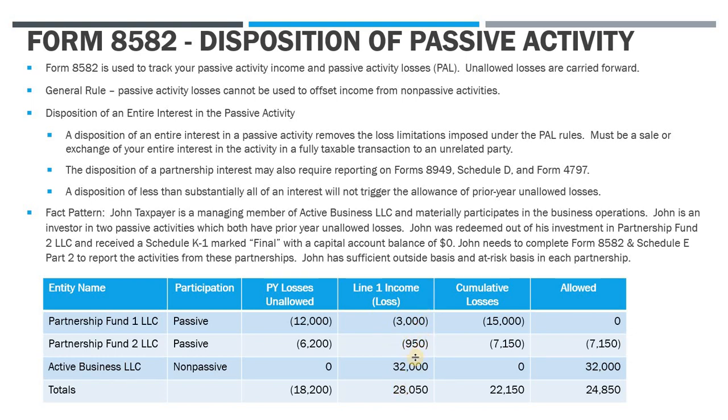Now in the current year, these both had losses again. So Partnership Fund 1 lost $3,000, line 1 ordinary loss, and Partnership Fund 2 lost $950. So the cumulative amount of losses from both of these, $15,000 and then $7,150. Now what you see here is the allowed loss for Partnership 1 is going to be 0 because we still hold on to Partnership Fund 1, so we're not able to free those up. But Partnership Fund 2, where he was redeemed out, we can now characterize these losses as non-passive, and so we're going to be allowed to take them.